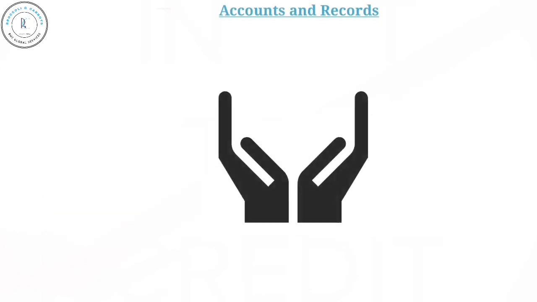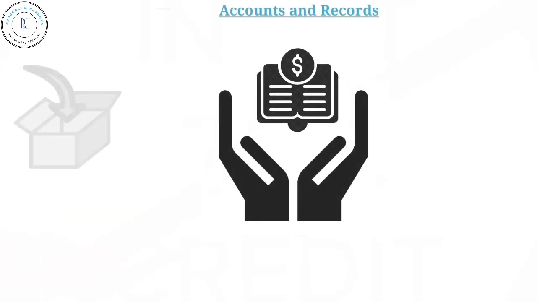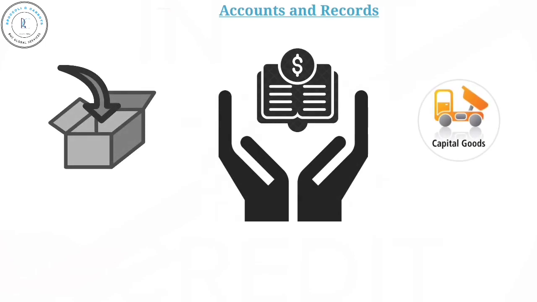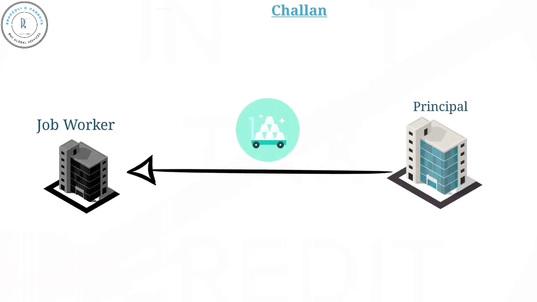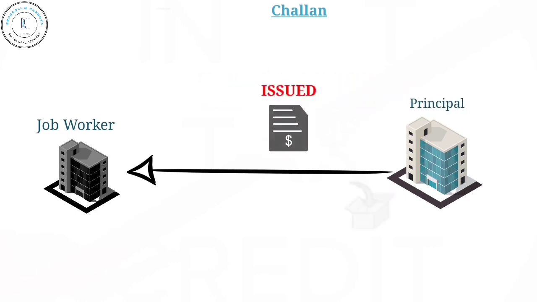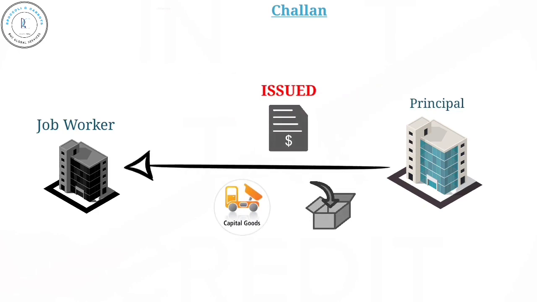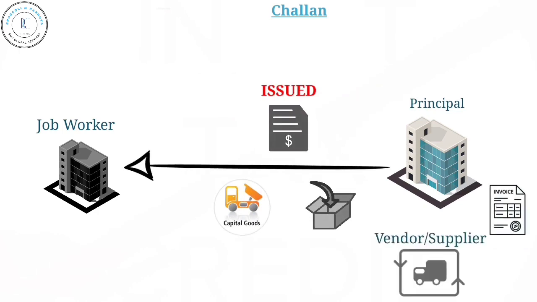Accounts and records. The responsibility for keeping proper accounts for the inputs or capital goods shall lie with the principal. Challan. All goods sent for job work must be accompanied by a challan. The challan will be issued by the principal. It will be issued even for the inputs or capital goods sent directly to the job worker: invoice to company by vendor or supplier, mentioning bill to company and ship to job worker.